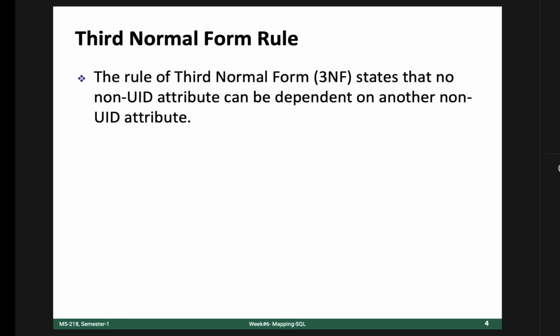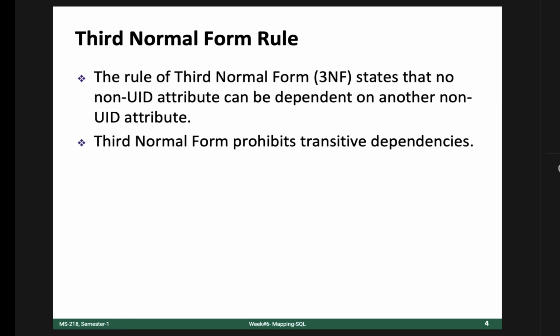So the third normal form states that no non-UID attribute can be dependent on another non-UID attribute. Simple as that, okay. So what does it mean? That one non-UID attribute must be fully dependent on UID attributes, okay, not on non-UID attributes. And obviously, if we are talking about third normal form, it must fulfill requirements of first normal form and second normal form, okay. So for third normal form, we have 3 conditions: first normal form condition, second normal form condition, and then the third one. So this sort of thing is known as transitive dependencies.